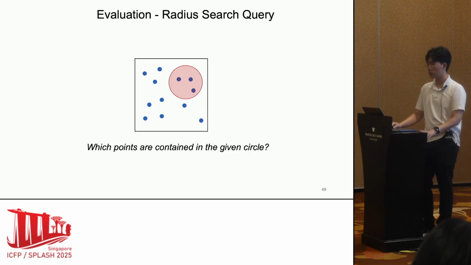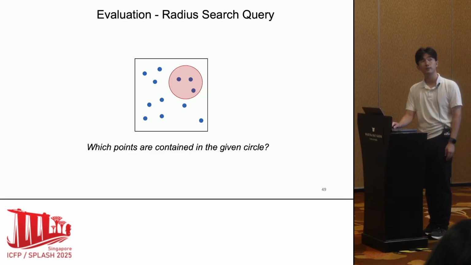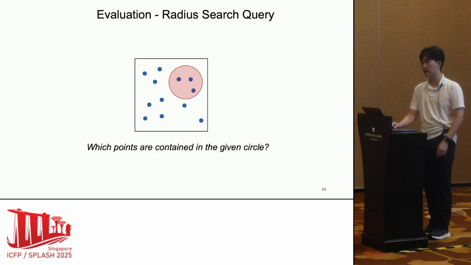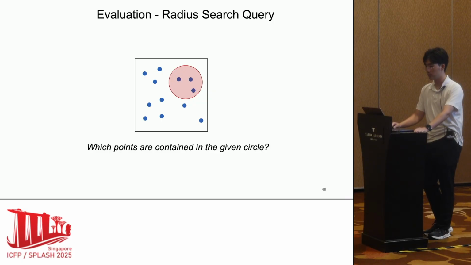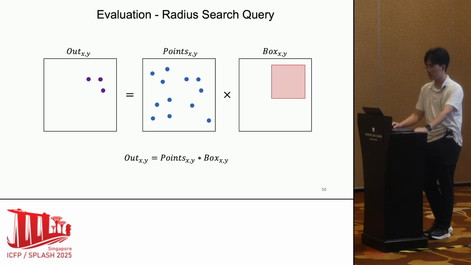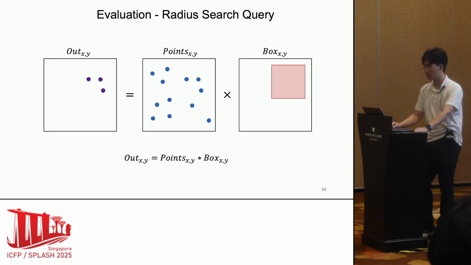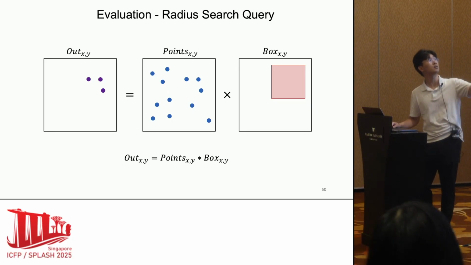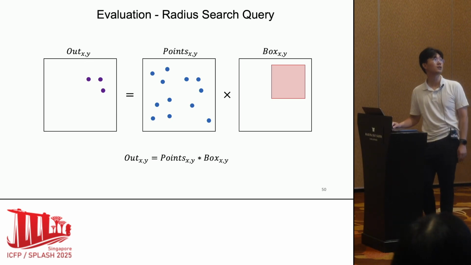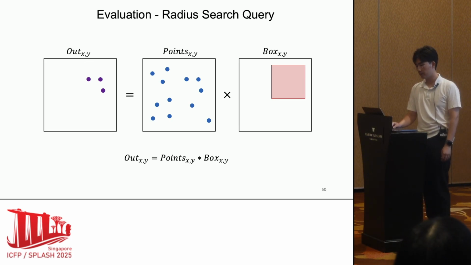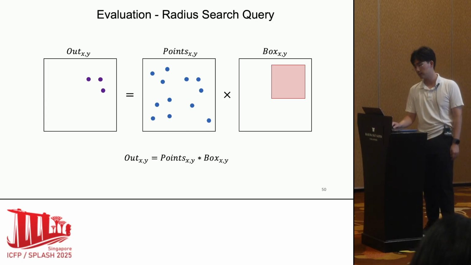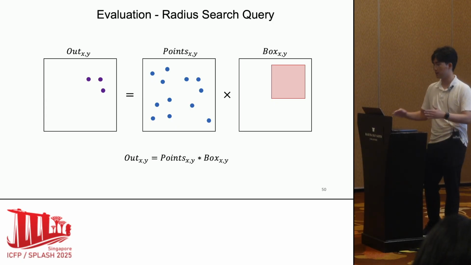We will start by showing you one of our applications, a radius search query. This is simply asking, given a circle query, which points lie inside the circle. And we formulate this problem as an element-wise multiplication between two two-dimensional tensors: the point cloud tensor points x, y, and the box tensor box x, y. Each blue point in the red box carries value 1, while the other white regions are 0 valued.